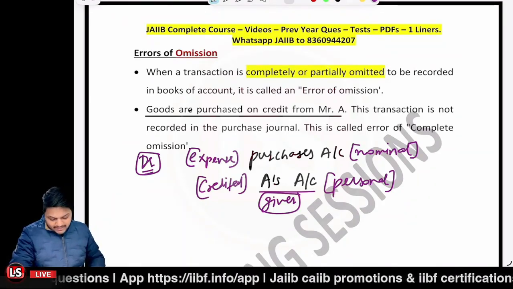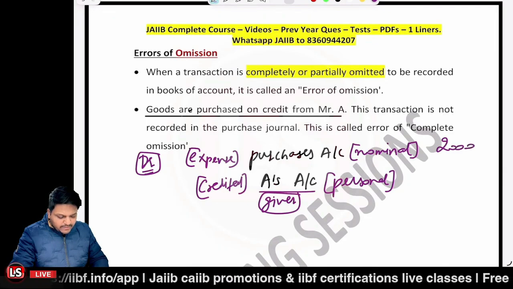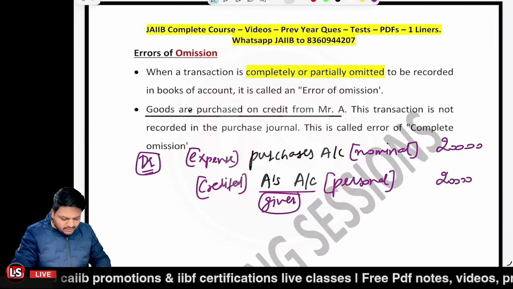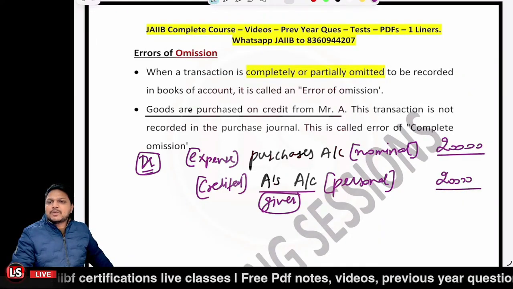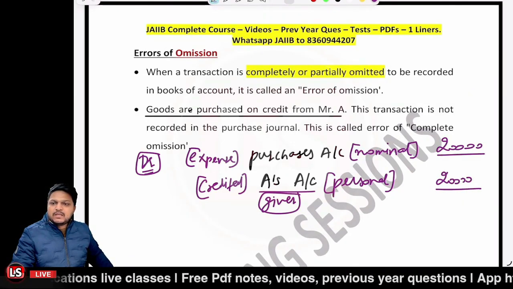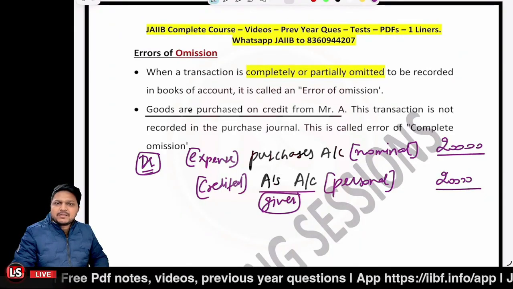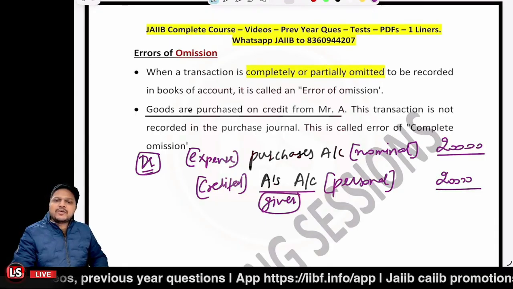Okay. Let's say, guys, we purchase goods amounting to rupees 20,000. So 20,000 would be debited to the purchase account and 20,000 is to be credited to A's account. Now, if we forgot to record this transaction, is it going to impact the trial balance? The answer is no.